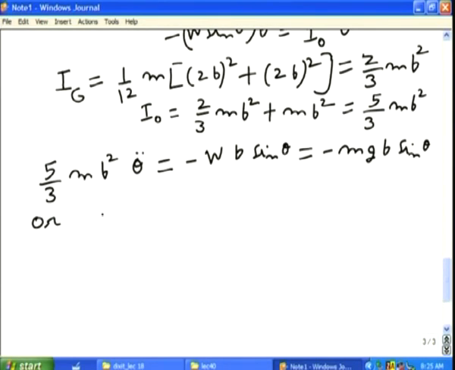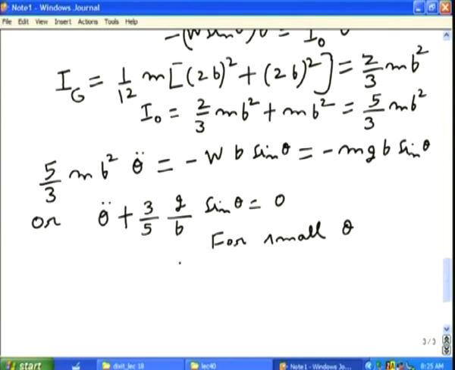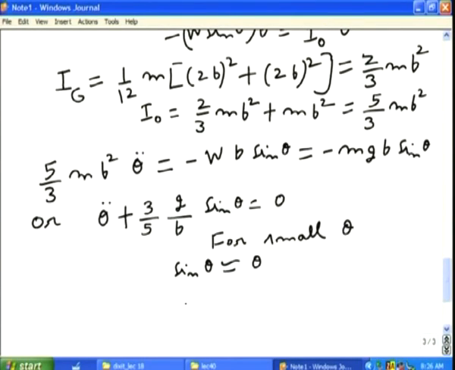Or theta double dot plus 3 by 5 g by b sin theta is equal to 0. However, for small theta, sin theta is approximately theta, provided theta is measured in radian, not in degree. So one has to be careful about this: sin theta is equal to theta, provided theta is measured in radian. Then theta double dot plus 3 by 5 g by b theta equal to 0.